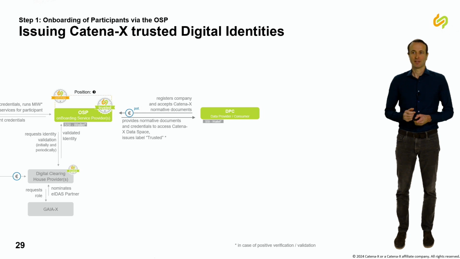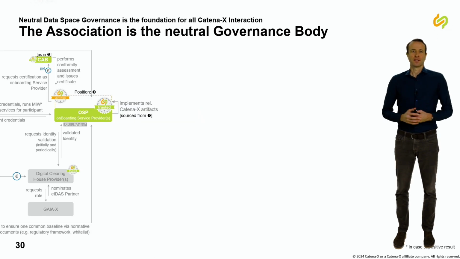That's the first step. Now, the question is, once you get this, you're trusted. Why is an OSP authorized to offer a digital identity for you? Well, because also the OSP, the onboarding service provider, is a trusted partner in the network, and it's certified to do that. So, the question is, who has the authority and is legitimate to certify this person or this company? Well, that was done by the association. Let me guide you through this.